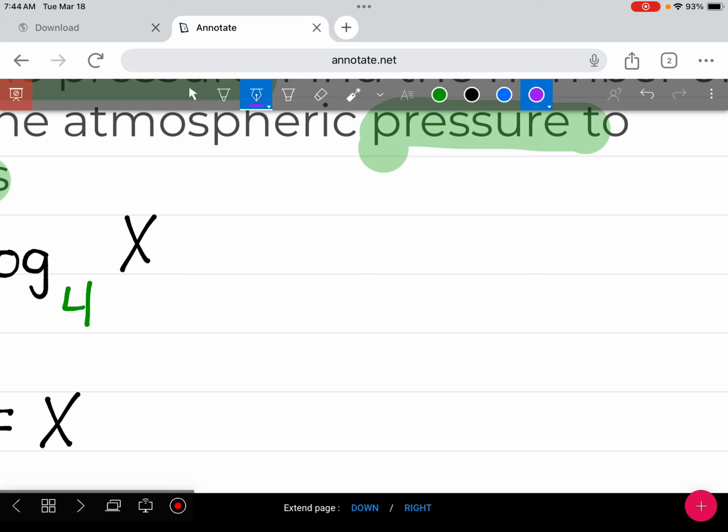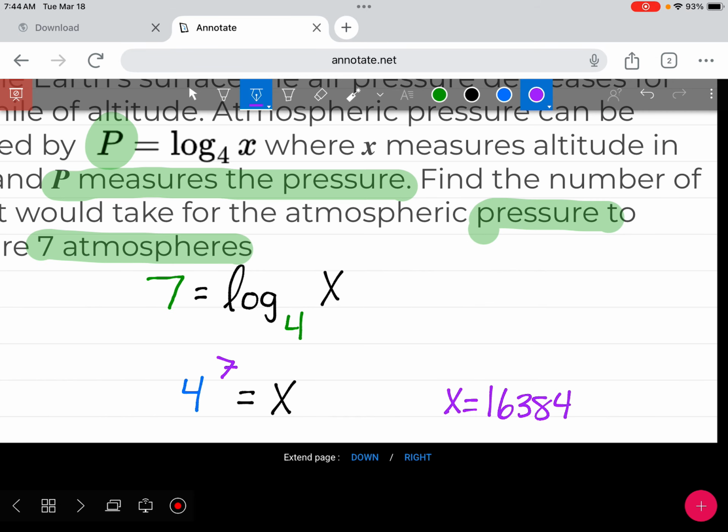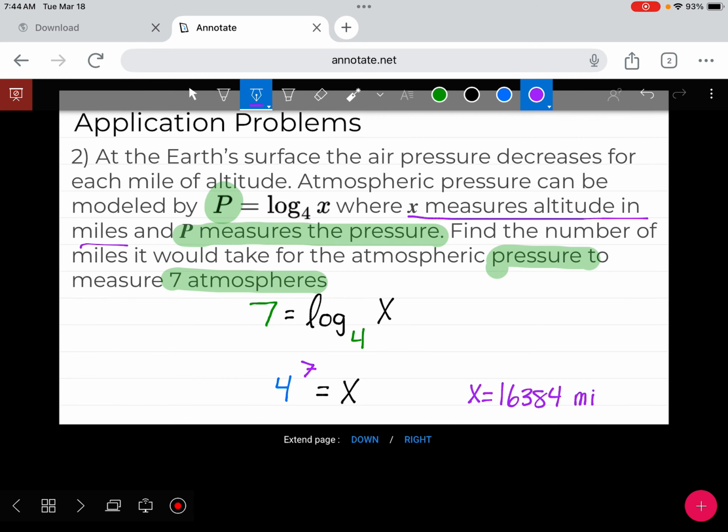16,384. So our x would need to be 16,384 miles. Which is a lot, because that's up. It's a lot.